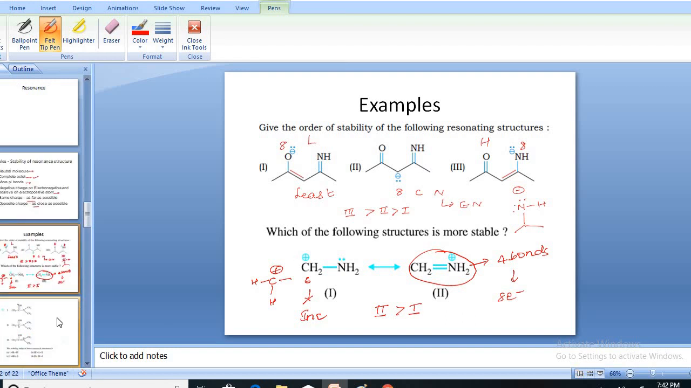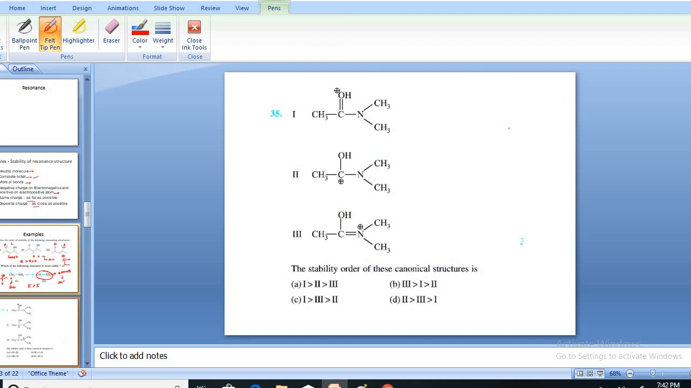Now let's move on to the next question. You have been given the resonance structures here. All are canonical structures, obviously. Positive charge, positive charge, positive charge, that means all are positive. If any one of the structures could have been neutral, it would have been very easy. So all are positive. Now more number of pi bonds. This contains 1 pi bond, this contains 1 pi bond. So that means structure 2 is going to be the least stable, right?